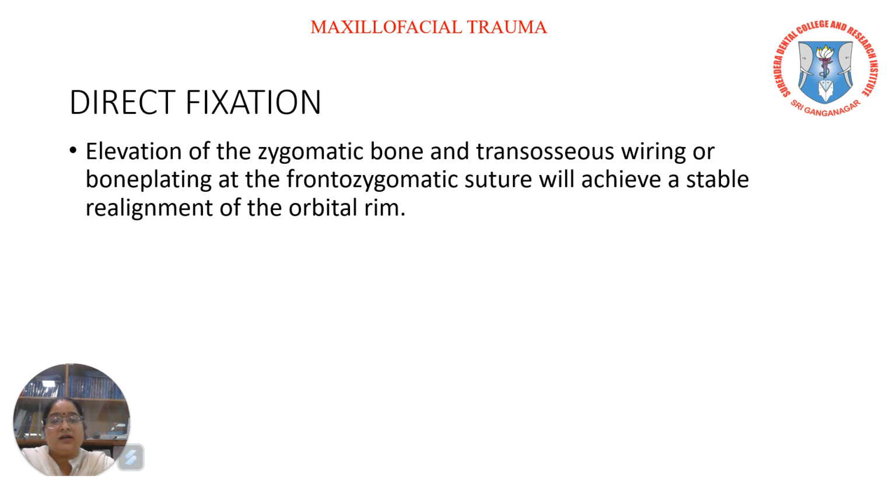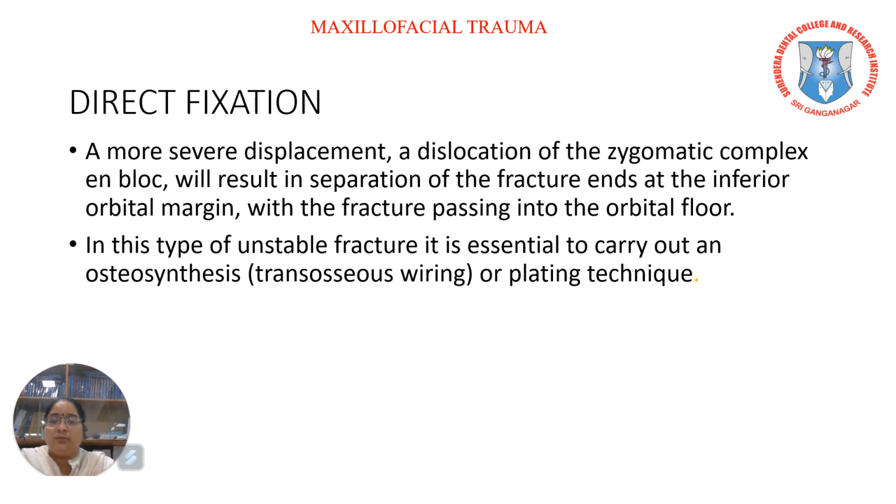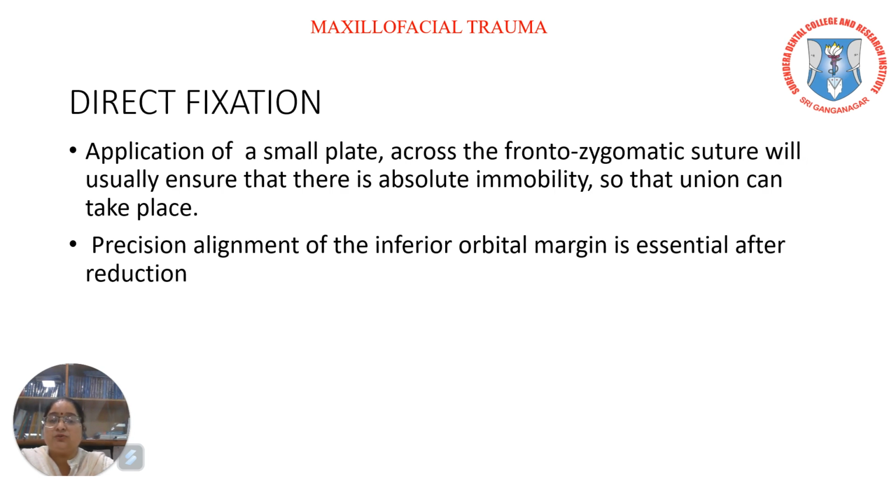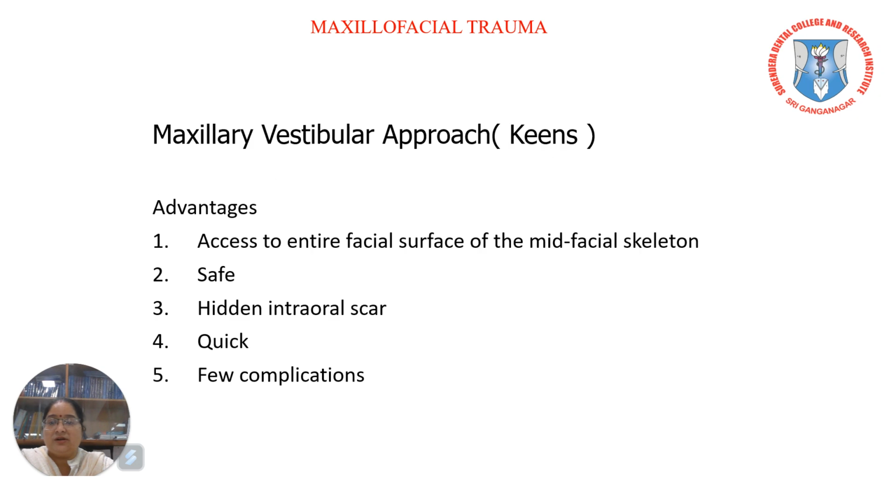Elevation of the zygomatic bone and transosseous wiring or bone plating for the frontozygomatic suture may achieve a stable realignment of the orbital ring. Or if there is more severe displacement or dislocation of the zygomatic complex and a block fracture is there, it will lead to separation of fracture ends at the inferior orbital margin with the fracture passing into the orbital floor. In this type of fracture, an unstable fracture is there, so it is essential to carry out osteosynthesis, transosseous wiring or plating technique. Application of small plates across the frontozygomatic suture will usually ensure absolute immobility so that union can take place. Precise alignment of the inferior orbital rim is essential after reduction.